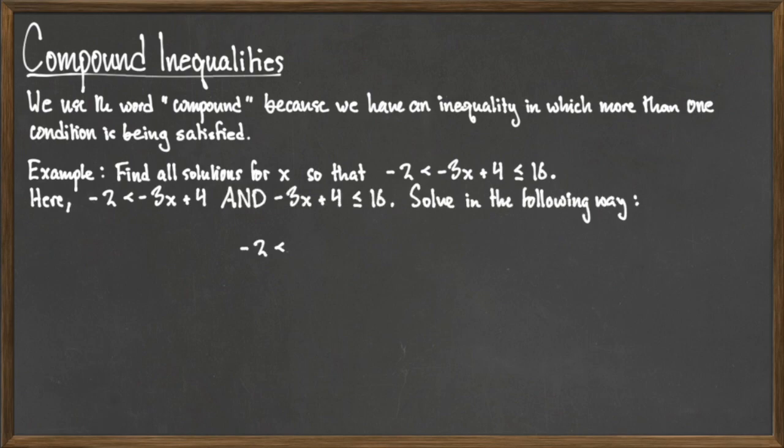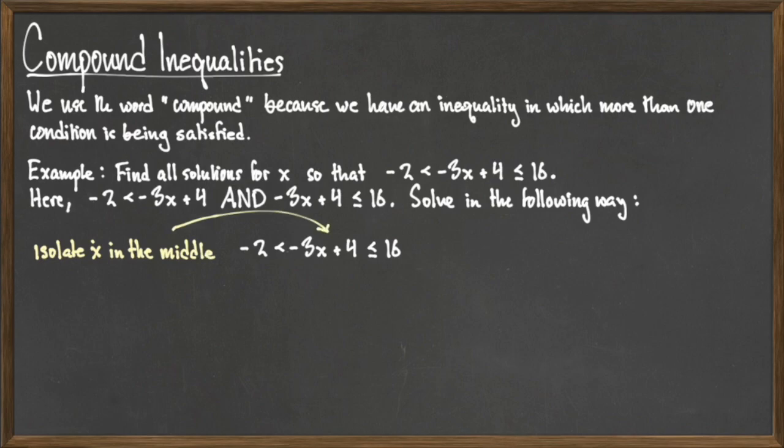So let's write our original problem in the middle of the board and solve for x. Solving for x in this context means isolating x in the middle. But to make solving this a little bit more clear, imagine it this way. Cover the less than or equal to 16 with your hand, and then you just have the inequality negative 2 is less than negative 3x plus 4. What would be the natural step? It would be to subtract 4 from both sides.